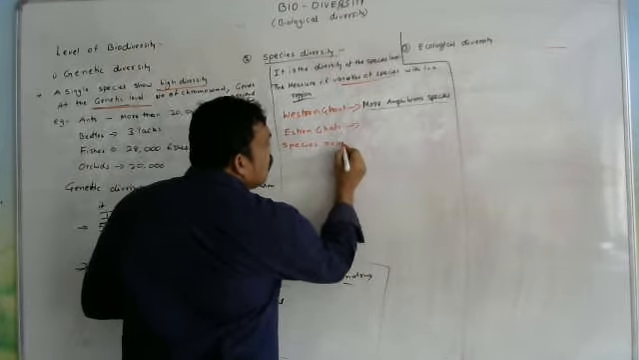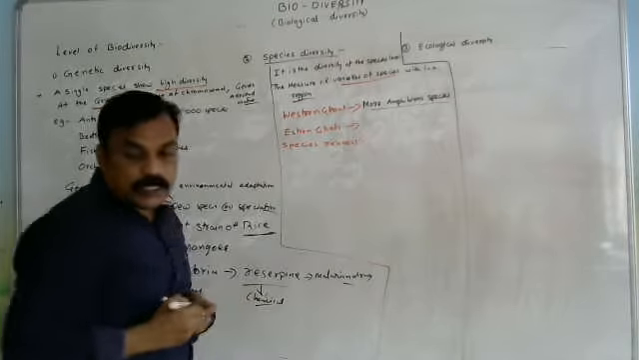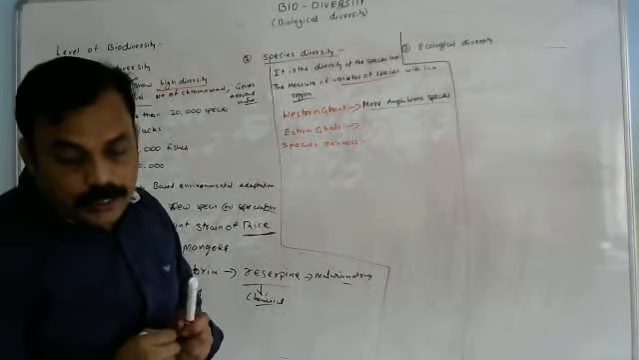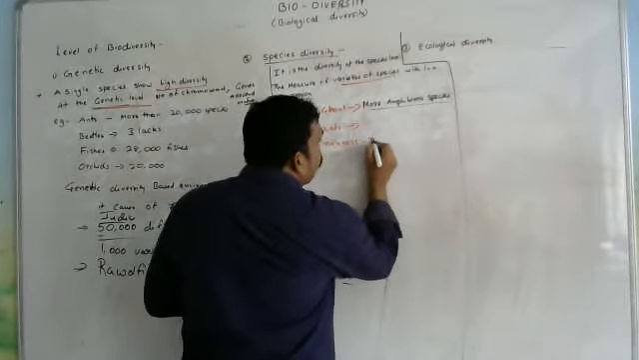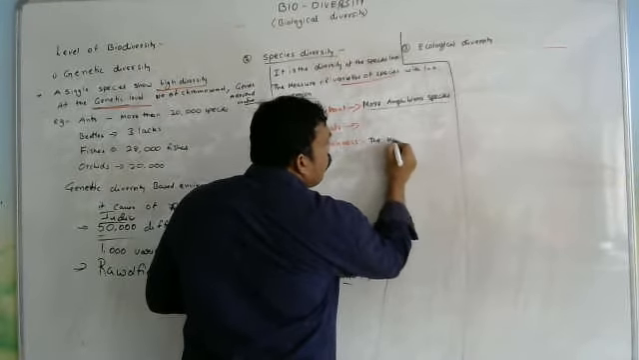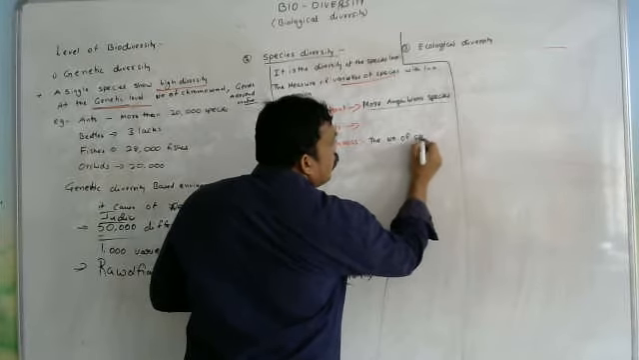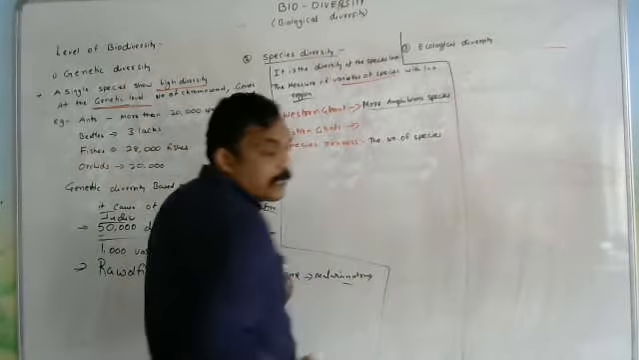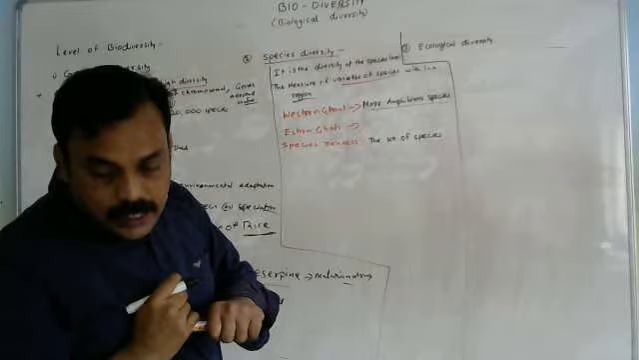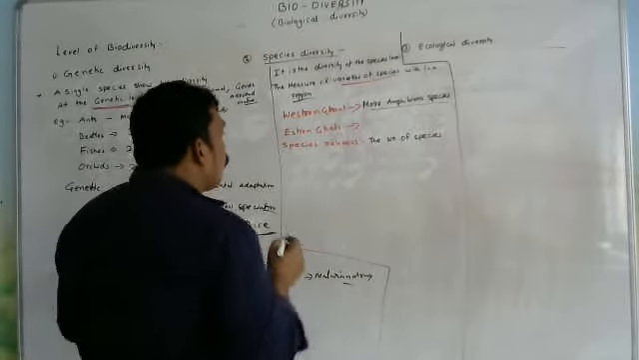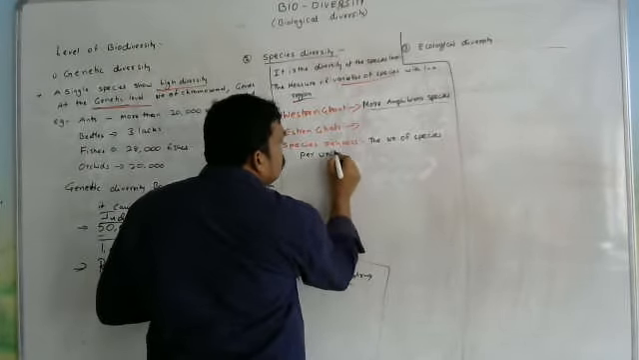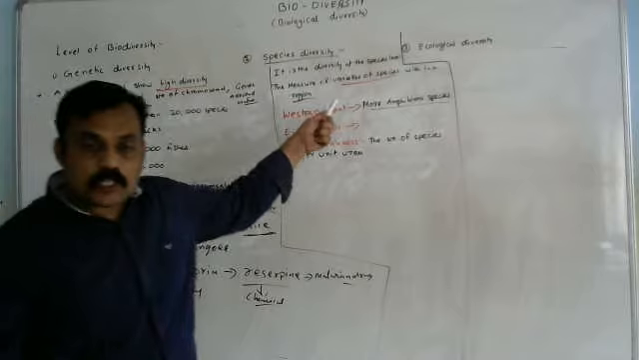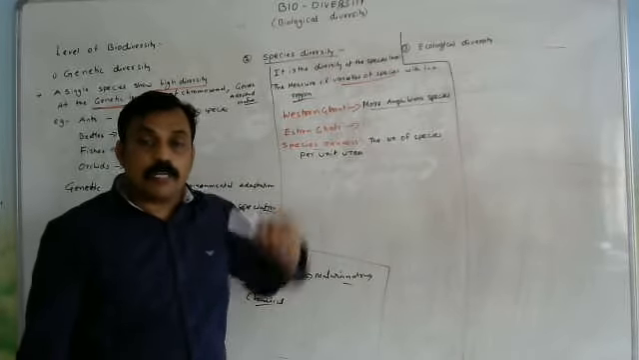What is the meaning of species richness? Species richness refers to the number of species in a unit area. So species richness is more based on habitat. Here in the Western Ghats, the species are more; there are more amphibian varieties.